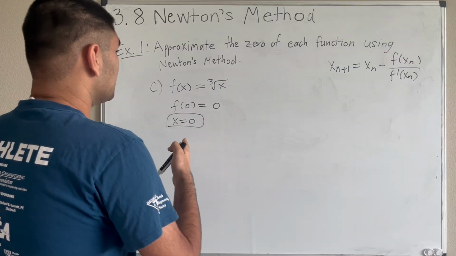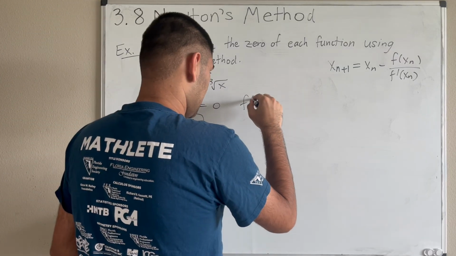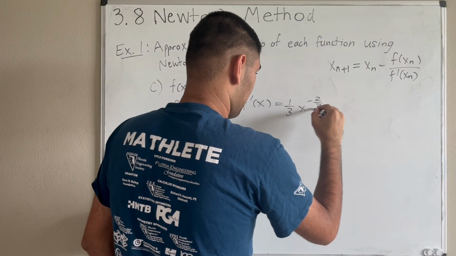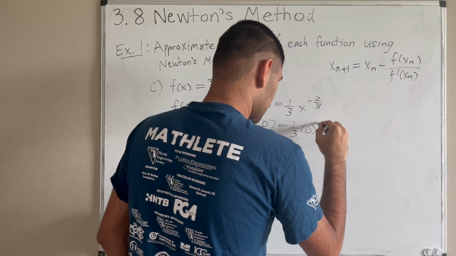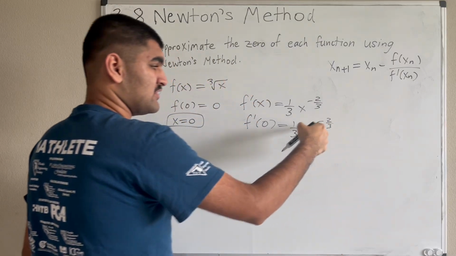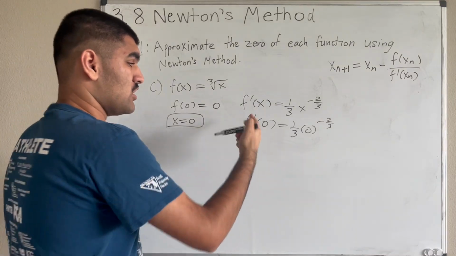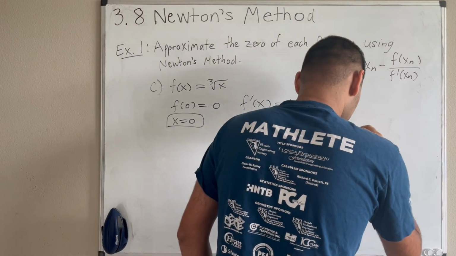Well, it's because f prime of 0 is undefined, right? If we find f prime of x, it's 1/3 x to the negative 2/3 power. So if you find f prime of 0, we have 1/3 times 0 to the negative 2/3. That negative in the exponent means that 0 is in the denominator, and so you're dividing by 0. Therefore f prime of 0 is undefined.